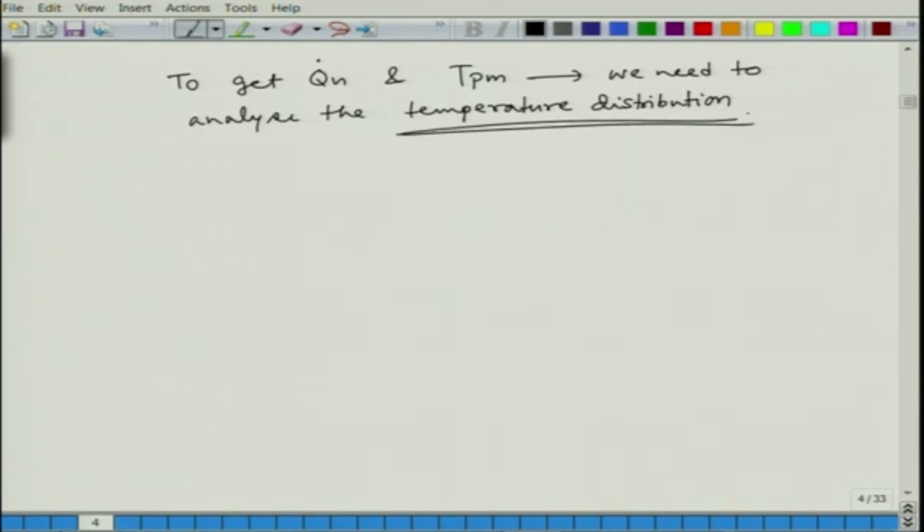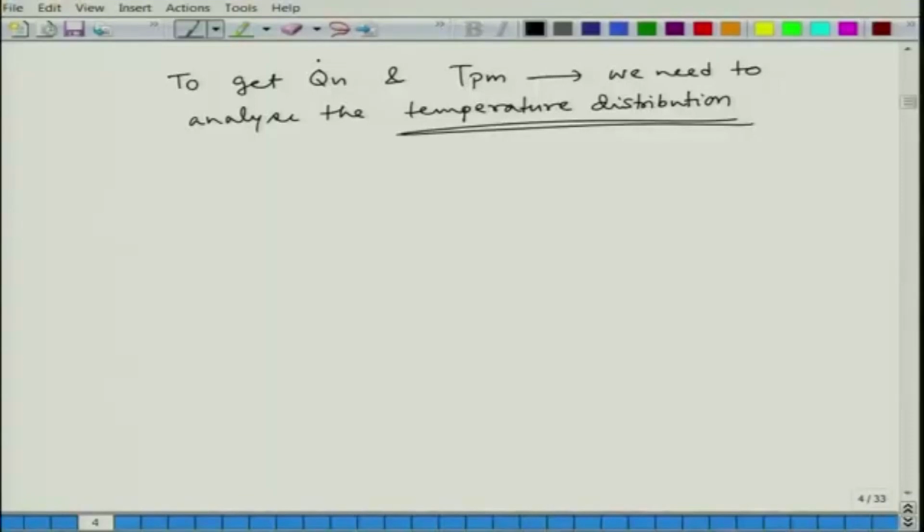Right. So, what do we mean by temperature distribution? Temperature distribution is how the temperature varies at different points on the plate. To get the mean value for the plate temperature, you have to have some idea about the temperature variation, and only then can you know the mean plate temperature.